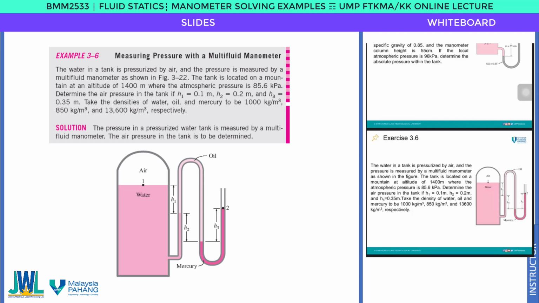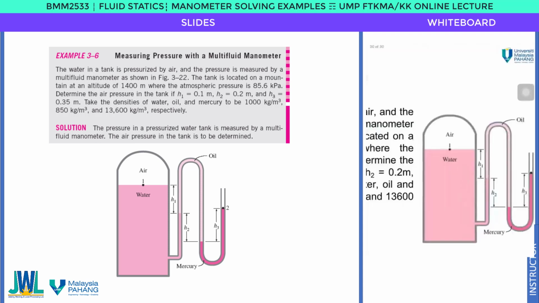They are mountains, so the atmospheric pressure is 85.6 kilopascal. At sea level, at Pecan Beach, the atmospheric pressure is 101.325 kilopascal, and in Cameron Highlands maybe it is, let's say, 95 or something. It is reduced. Determine the air pressure in the tank. So we want to know P1, the pressure at this point one, the air pressure.